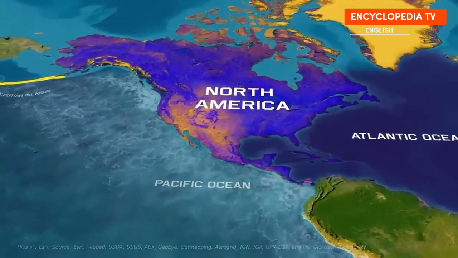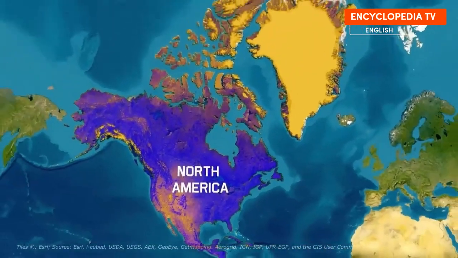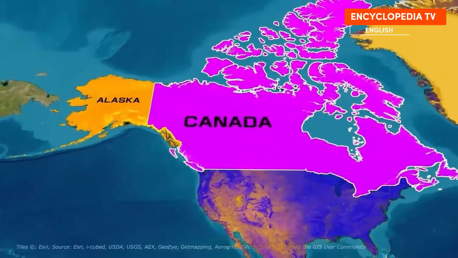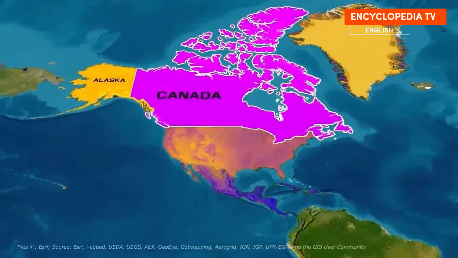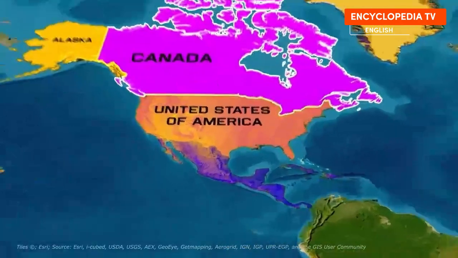If we talk about the countries in this region, there are 3 countries. The first one is at the top, which is Canada. The small portion of Canada, known as Alaska, is also part of US. The next country is United States of America, and the last one is Mexico.